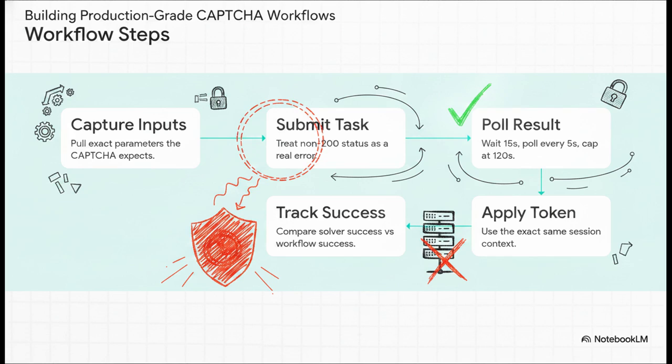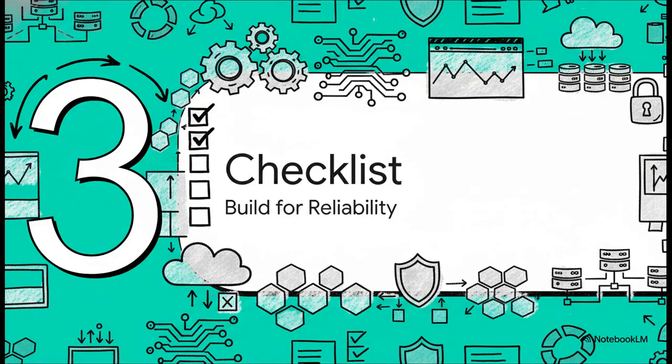Now, what's really interesting about this slide is step 2. If you treat any failed API response as a real error right at submission, you prevent those massive cascading failures later on in your script. It's a lifesaver. Section 3.